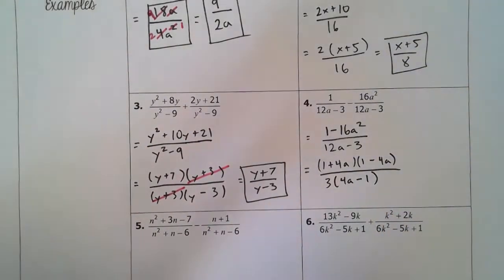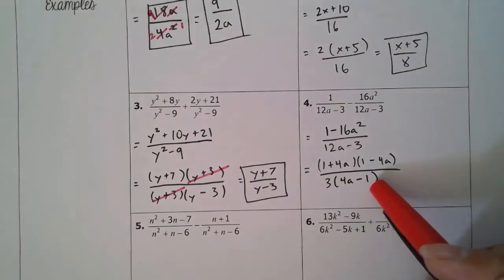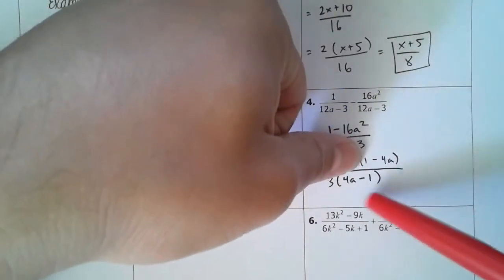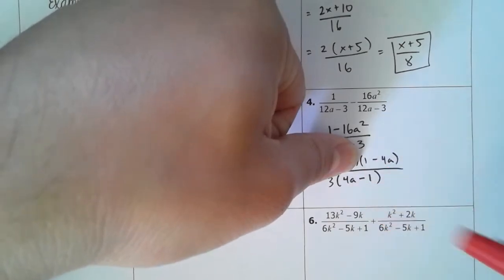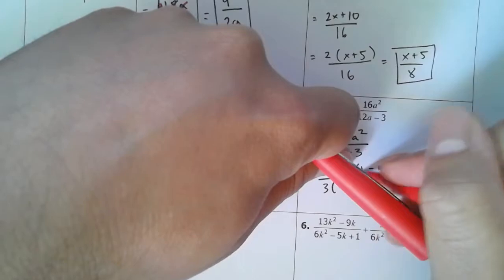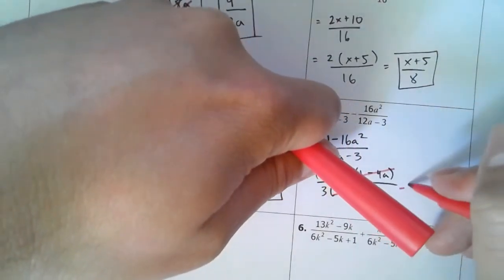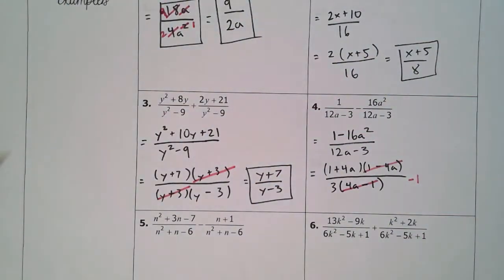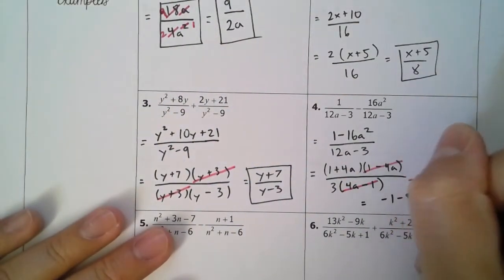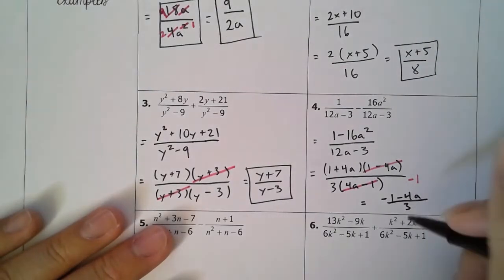Now 4a minus 1 in the denominator, I have 1 minus 4a. This is that property from the previous concept, right? So we can say these two are equivalent to negative 1, and then from here I get negative 1 minus 4a over 3, and that's my final answer.